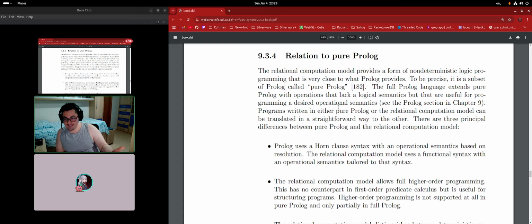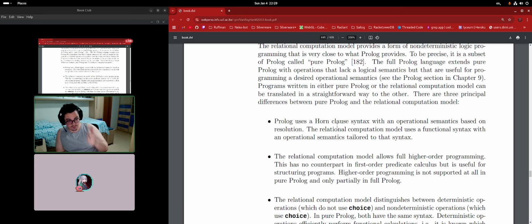I'm not criticizing Prolog for having printing, particularly because printing is useful. Programs written in either pure Prolog or the relational computation model can be translated in a straightforward way to the other. And there are three principal differences between pure Prolog and the relational computation model. So the first of all is the operational semantics. Prolog uses horn clause syntax with an operational semantics based on resolution.